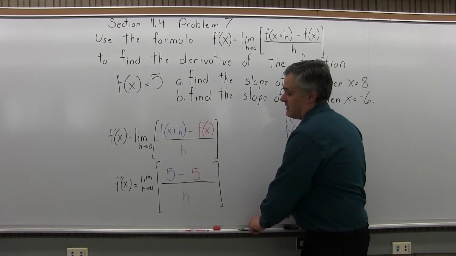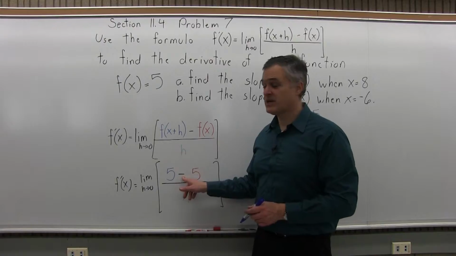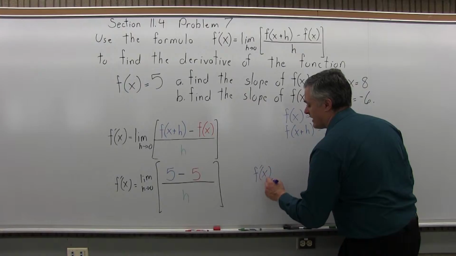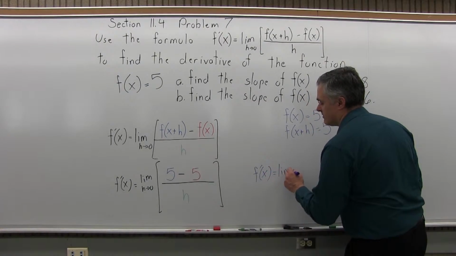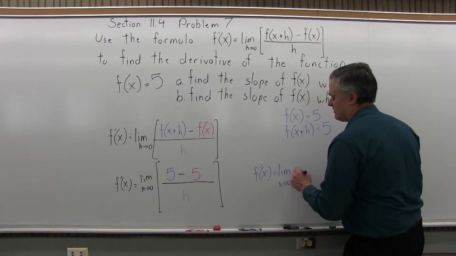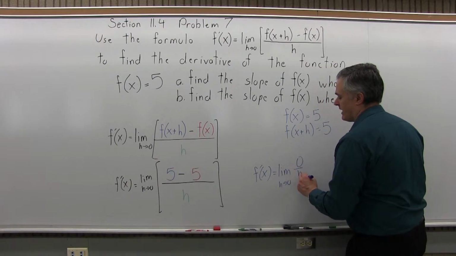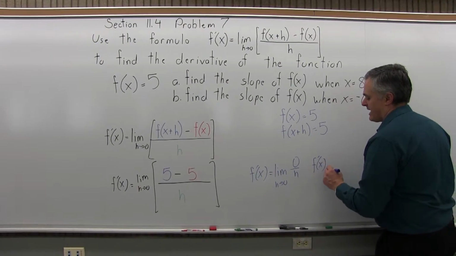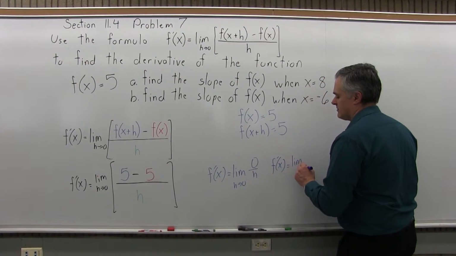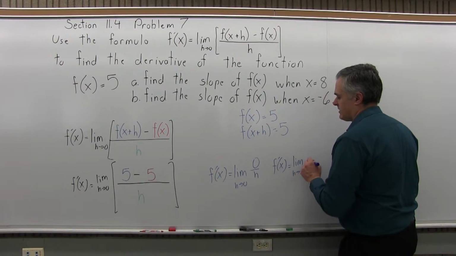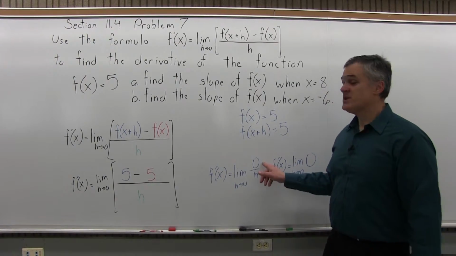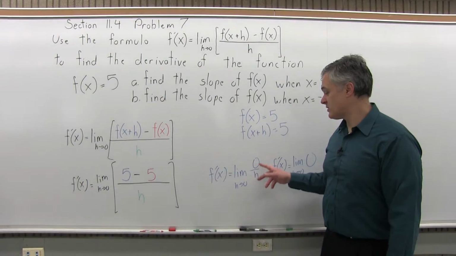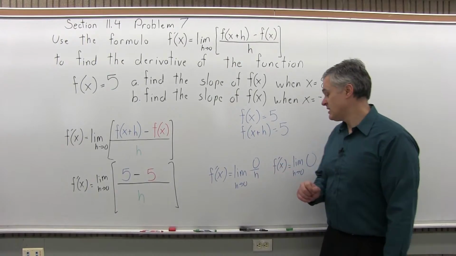And now I can simplify the top. 5 minus 5 is 0. So what I have is f prime of x equals the limit as h approaches 0 of 0 over h. Well, really then f prime of x equals the limit as h approaches 0 of just 0. Remember, 0 in the numerator of a fraction is okay, that's 0. 0 in the denominator would be undefined. So when I simplify this fraction of 0 over h, I just get 0.